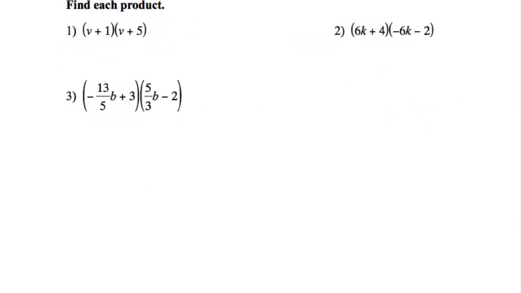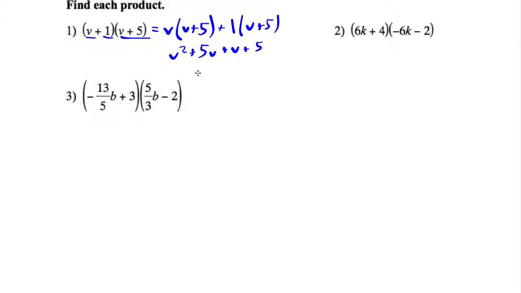All right, next we want to find the products of these. So this is just straight multiplication. So here this is going to be v times v plus 5 plus 1 times v plus 5. We're multiplying each term in here by this whole set of parentheses. So we get v squared plus 5v plus v plus 5. Combine the like terms, we get v squared plus 6v plus 5. And that is our final answer.